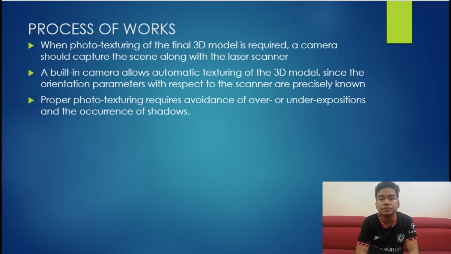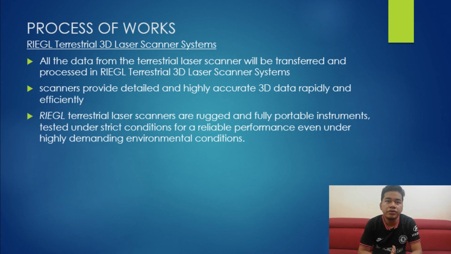Next, all the data from the terrestrial laser scanner will be transferred and processed in the Riegl Terrestrial 3D Laser Scanner System. Riegl Terrestrial Laser Scanners provide detailed and highly accurate 3D data rapidly and efficiently. Applications are wide-ranging, including topography, mining, as-built surveying, architecture, archaeology, monitoring, civil engineering, and city modeling. All Riegl Terrestrial Laser Scanners are rugged and fully portable instruments, tested under strict conditions for reliable performance even under highly demanding environmental conditions.